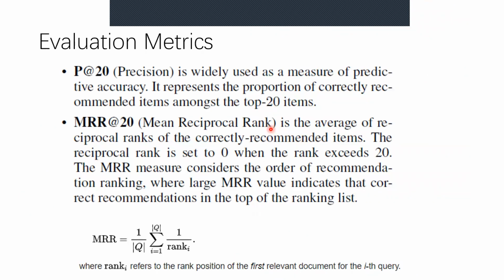And the main evaluation metrics are precision at 20 and MRR at 30. P at 20 represents the proportion of correctly recommended items amongst the top 20 items. And the MRR is basically this formula here. It's like the average of the rank position of the first relevant item. So it's the rank of the correct item in your prediction.